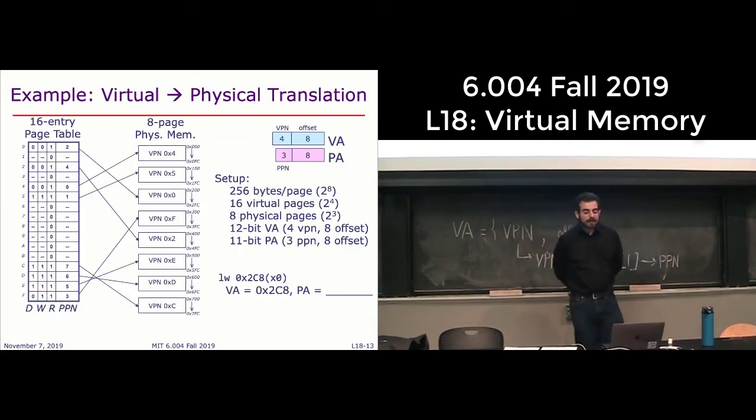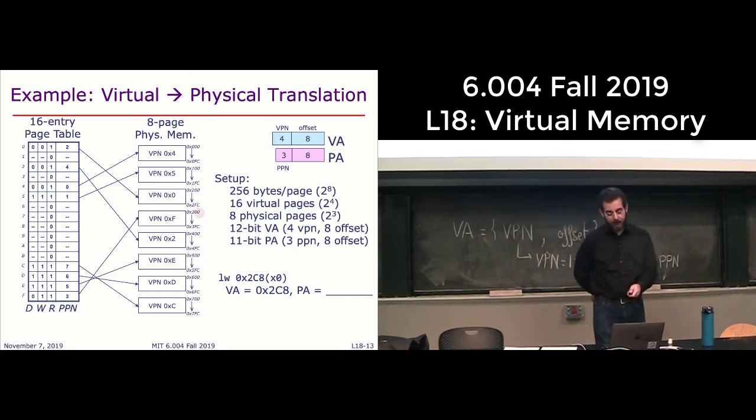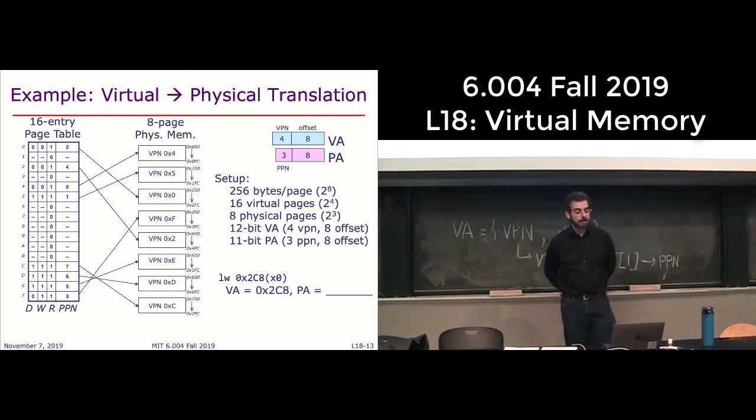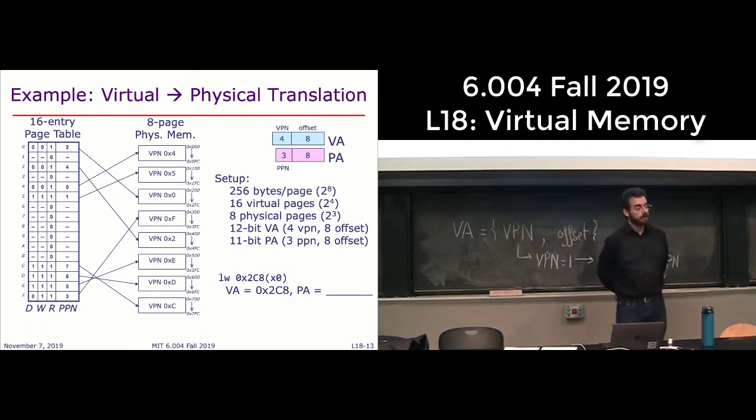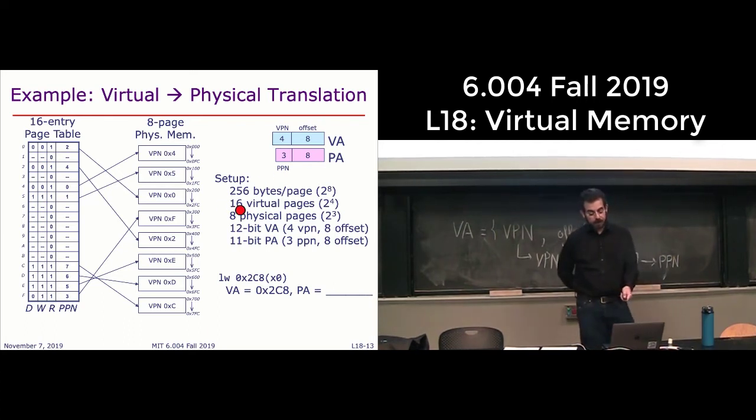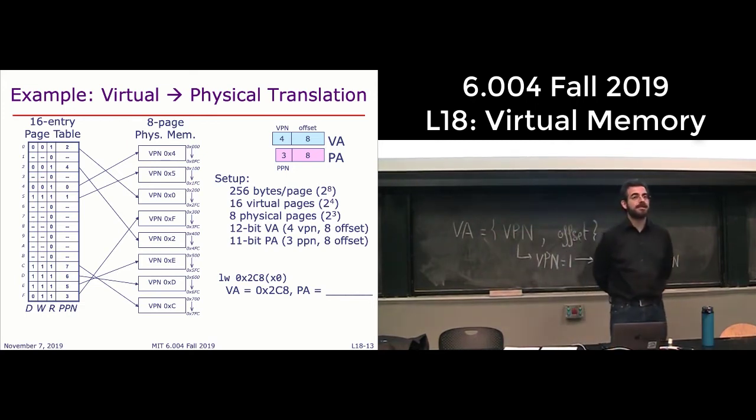Okay, so let's see this with a much more concrete example. So here we have the following setup. We have a machine that has 256 bytes per page, so that's 2 to the 8 bytes per page, and therefore we will have 8 offset bits, right? And then we have 16 virtual pages and 8 physical pages in our system. Generally, the system does not need to have the same number of virtual and physical pages. Some systems have fewer physical pages than virtual pages. That's sort of the general approach.